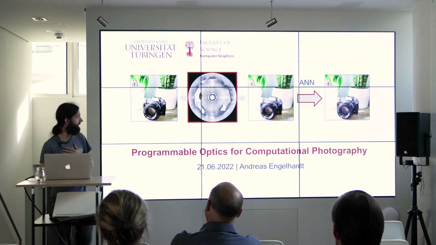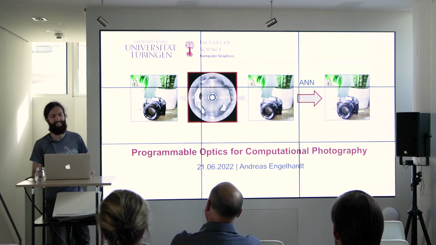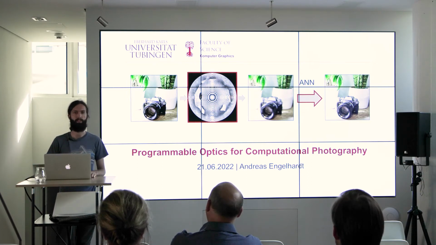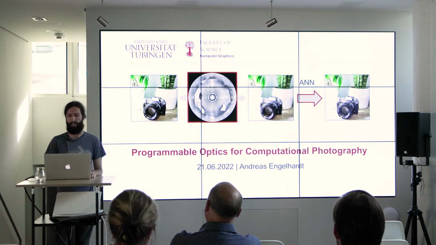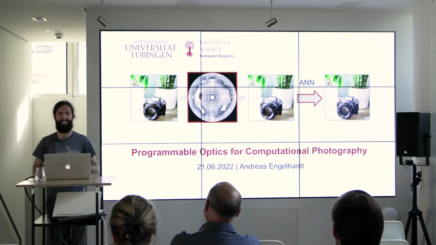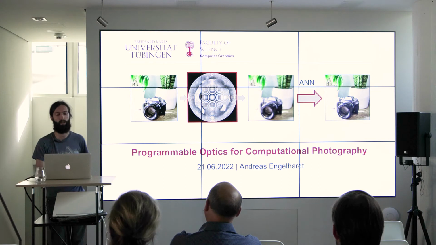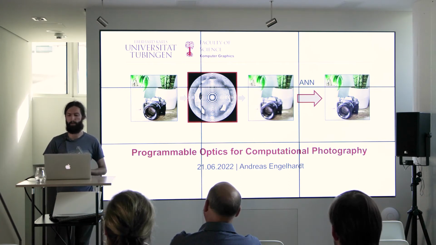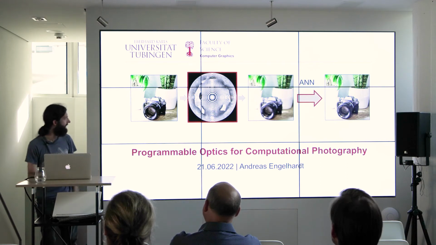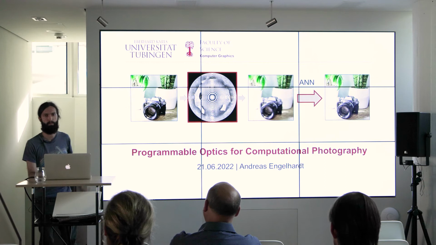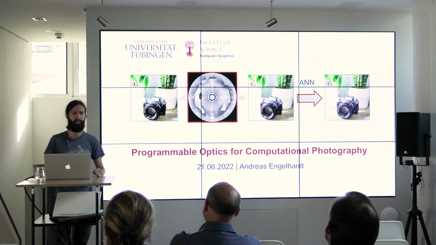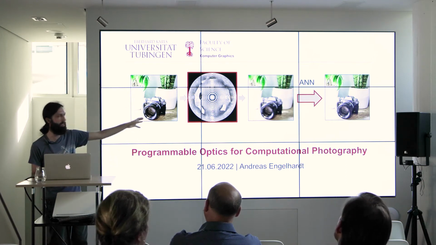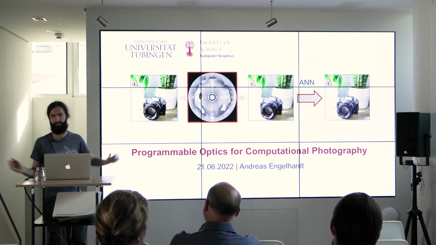So yeah, I'm Andreas Engelhardt, actually. I'm a part of the computer graphics group at the University of Tübingen. And today I have the honor to be here and talk a bit about programmable optics for computational photography. Hopefully at the end of the talk you will be able to answer the question of why we have this strange looking monochromatic pattern there, and why we want to capture some blurry images to make them sharp again at the end.